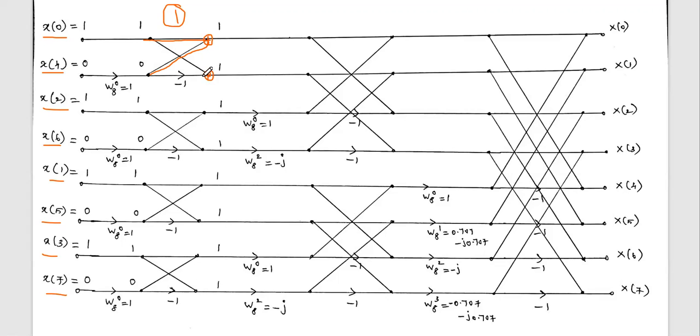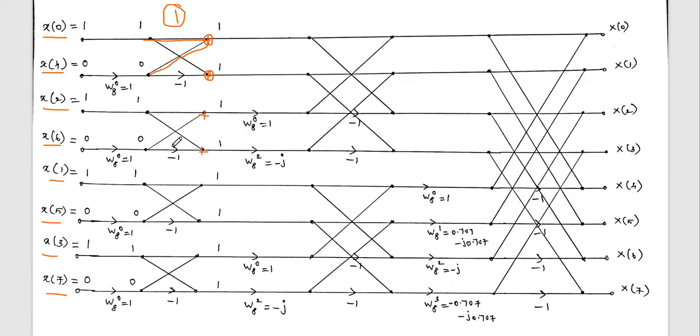Similarly, what is the output for this adder? For this adder, the first input is 1. What is the other input? 0 multiplied with minus 1 is 0. So 1 plus 0 is 1. Similarly, we have to find the answer for this one. Here also the same adder is available at each dot. You see here 1 and 0, so 1 plus 0 is 1.